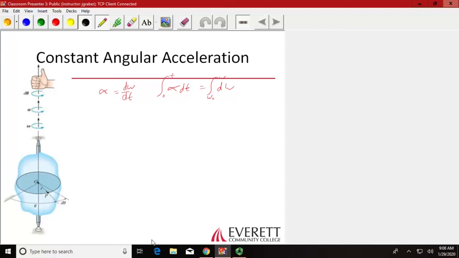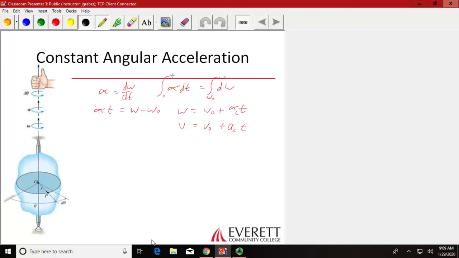We know that alpha is constant, so we can take it out of the integration, and we just end up with omega times t equals omega minus omega naught, which gives us the equation omega equals omega naught plus alpha t. Hopefully that looks very familiar, and it reminds you of the equation velocity equals initial velocity plus constant acceleration times time. That is our first constant acceleration equation, and now we have the angular acceleration.